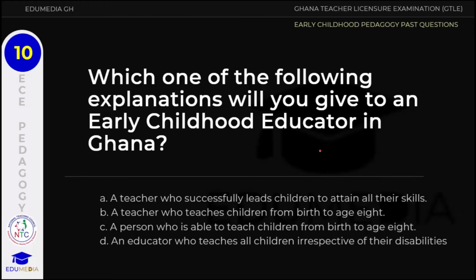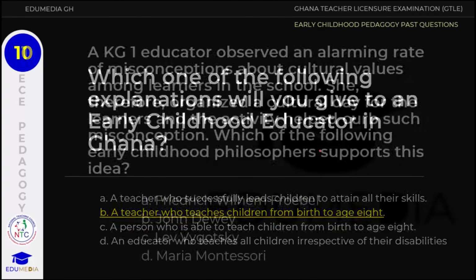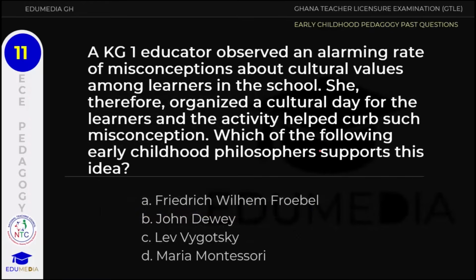The correct answer is B, a teacher who teaches children from birth to age 8. Question number 11. A KG1 educator observed an alarming rate of misconceptions about cultural values among learners in the school. She therefore organized a cultural day for the learners, and the activity helped to curb such misconceptions. Which of the following early childhood philosophers support this idea?